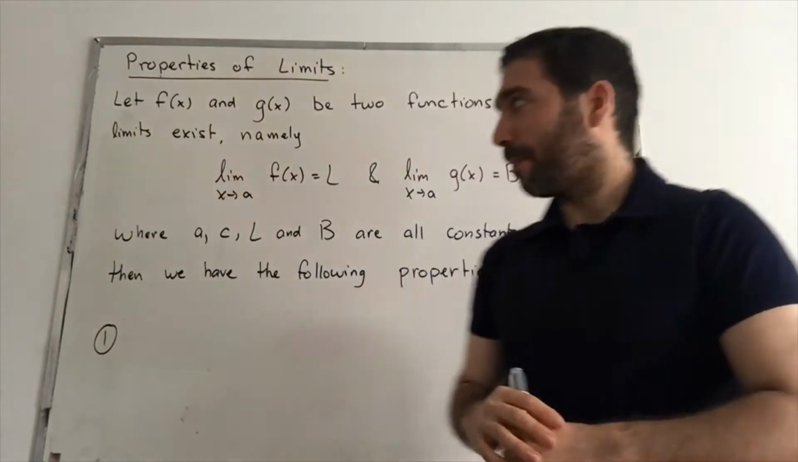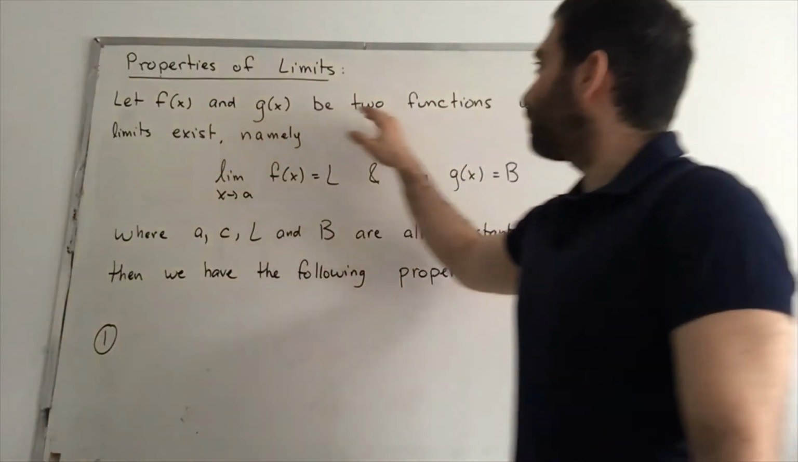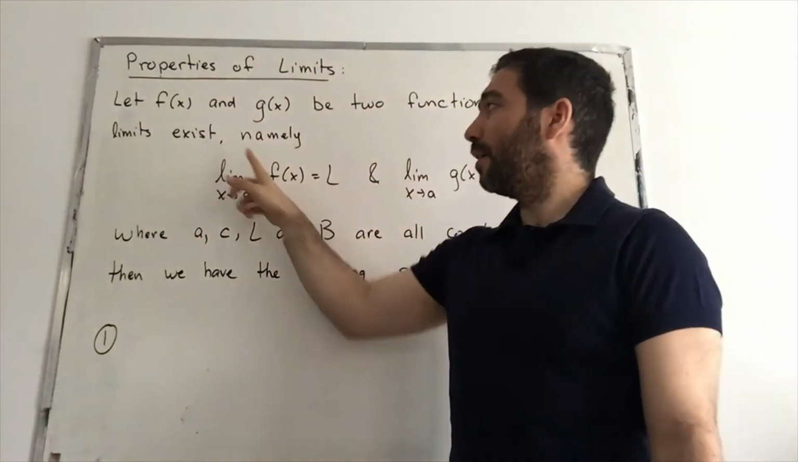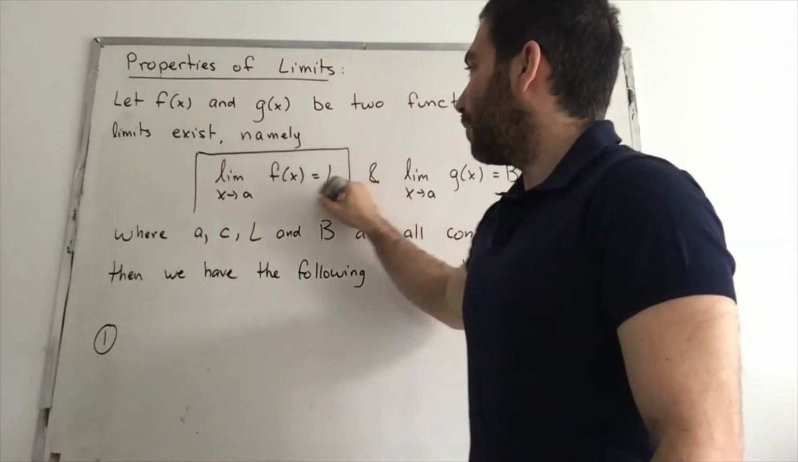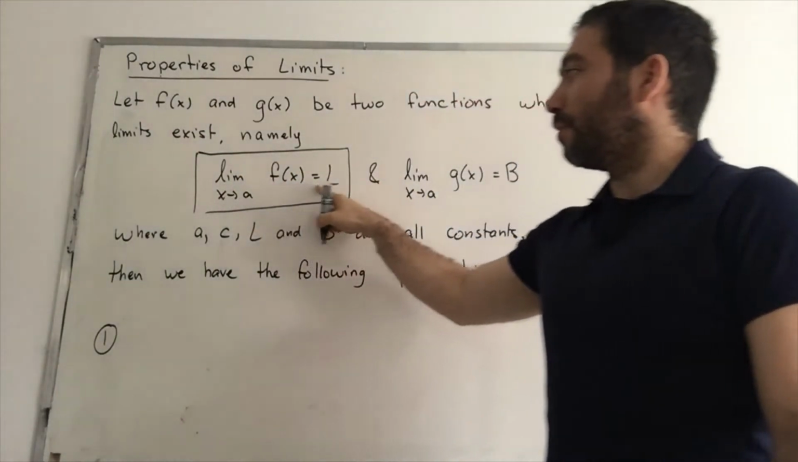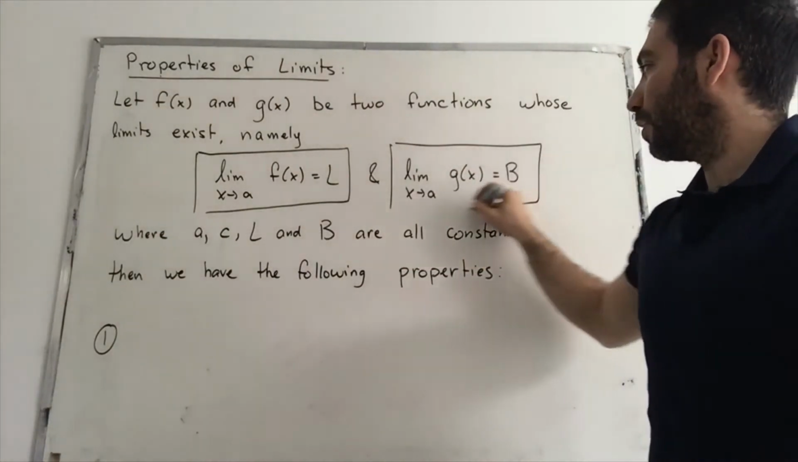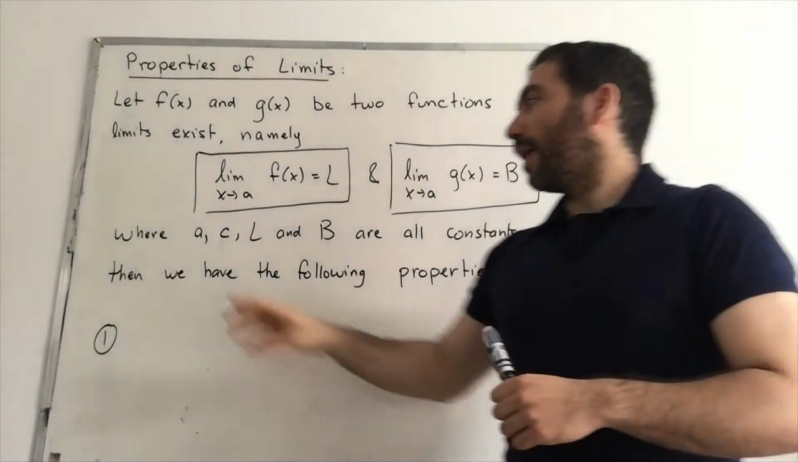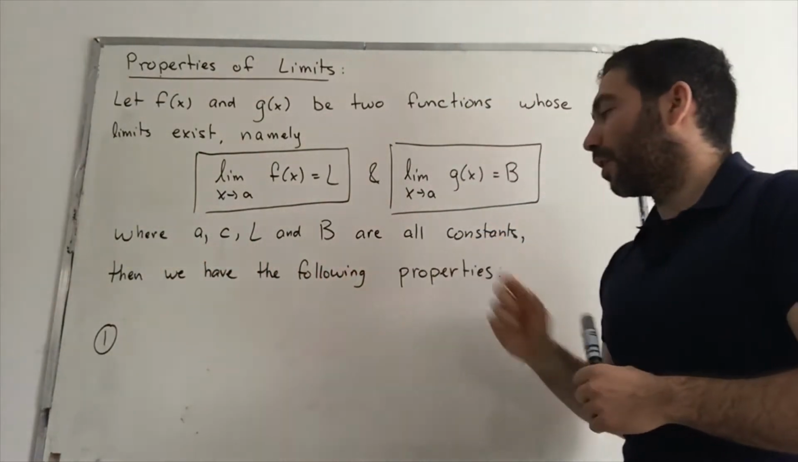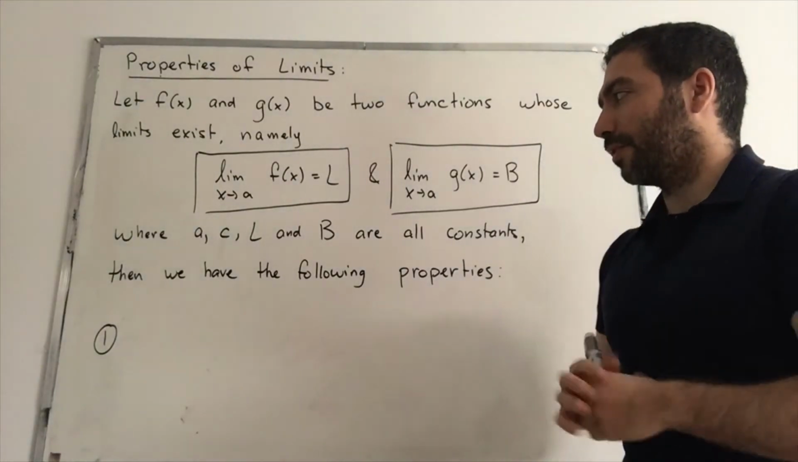a couple of examples. So first of all, let's consider two functions f and g whose limits exist, and the notation we write is the limit of f of x as x approaches a is equal to some number L, and the limit as x approaches a of g of x is equal to b, where a, c, L, and b are all constants. They belong to the set of real numbers, and we have the following properties.